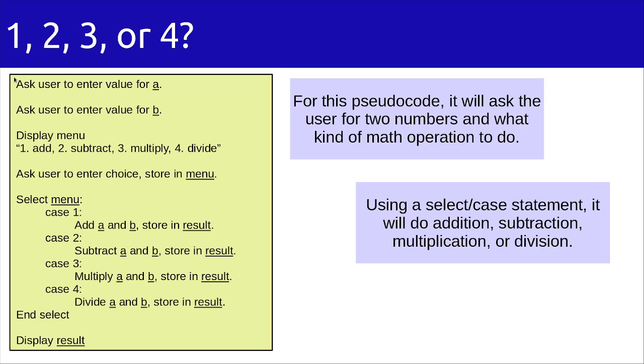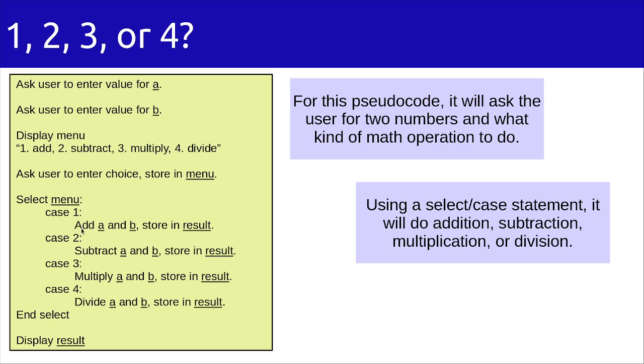So here's a little example. We'll ask the user for a variable A and a variable B. We'll ask them to enter two numbers. We'll display a menu of 1, add, 2, subtract, 3, multiply, and 4, divide. Ask them to enter their choice, store that in the menu variable. Then we'll do a select statement on the menu.